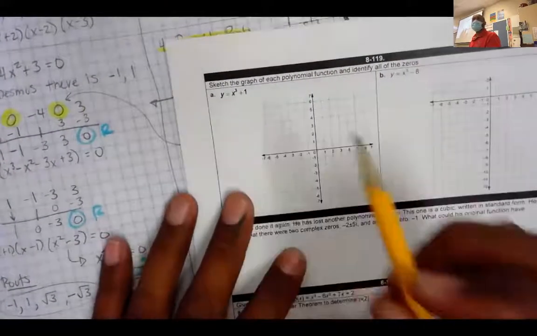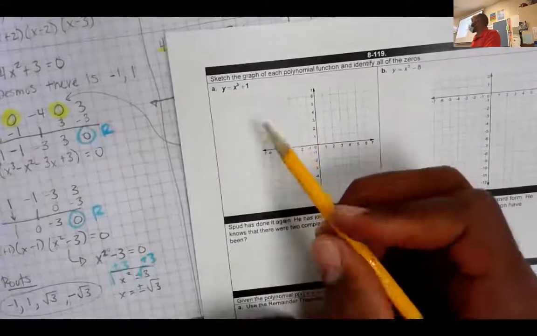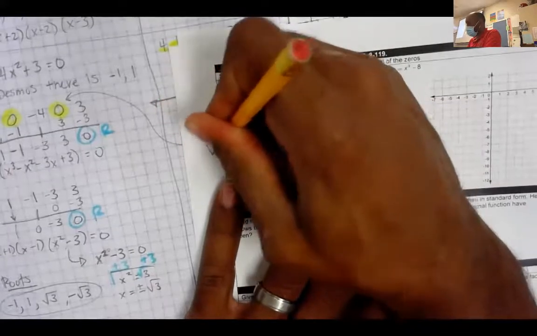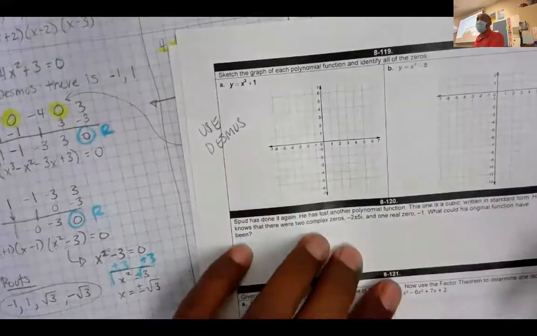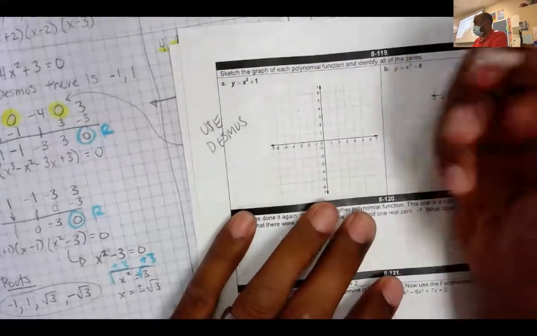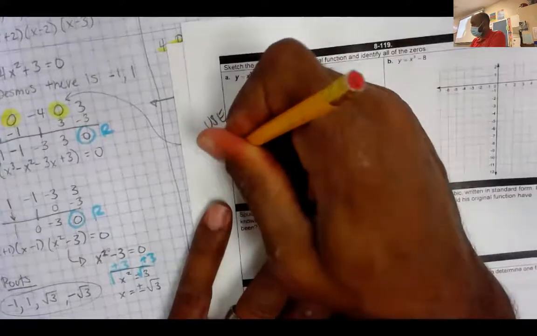Now on the back page, it wants you to sketch that polynomial out. So on this one, you guys just use Desmos. And the main things that you want to show on your graphs is x-intercepts.